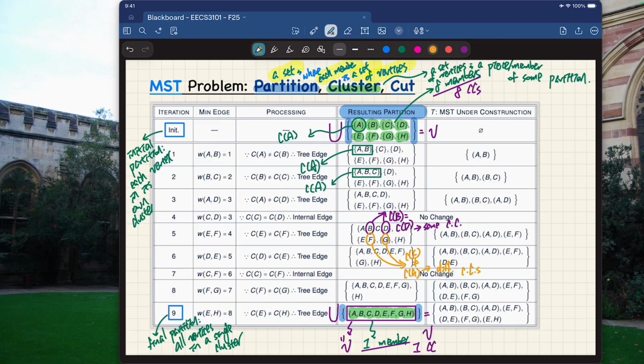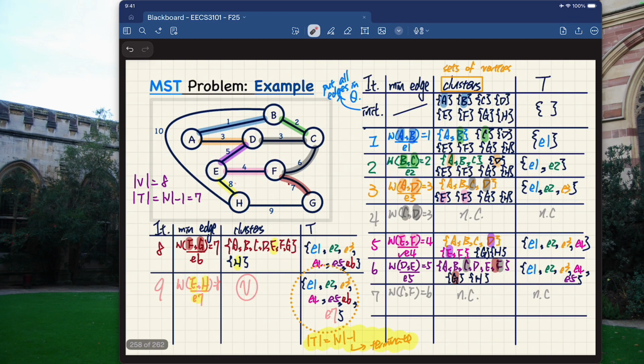Okay, let's see if we can see that from the diagram. So we talk about after iteration 5, we got F and G. After iteration number 5, you can think about F and G. We haven't really got this one here yet. So this edge is only connected in a later iteration. So at this point, F is in its own connected component, and G here is also in its own connected component.